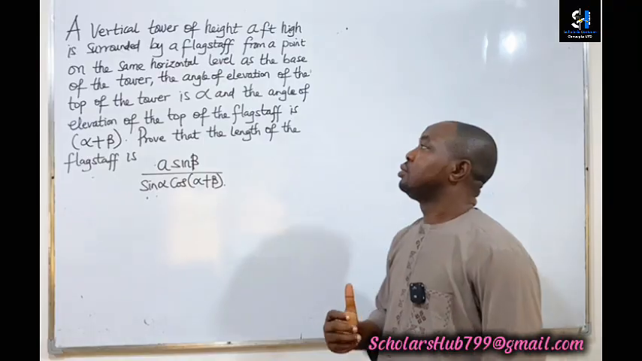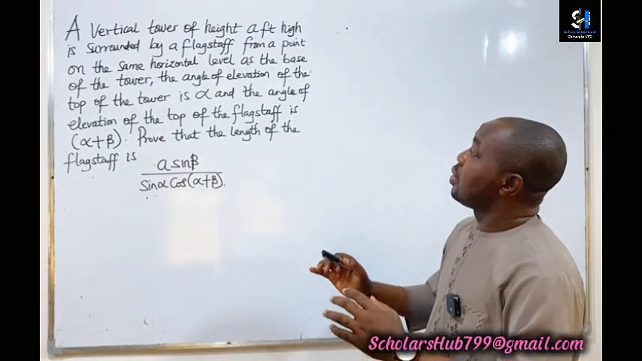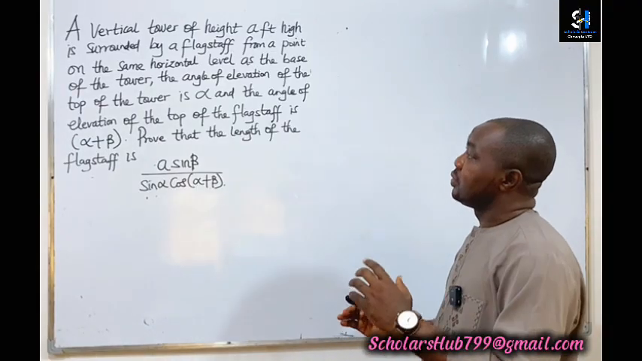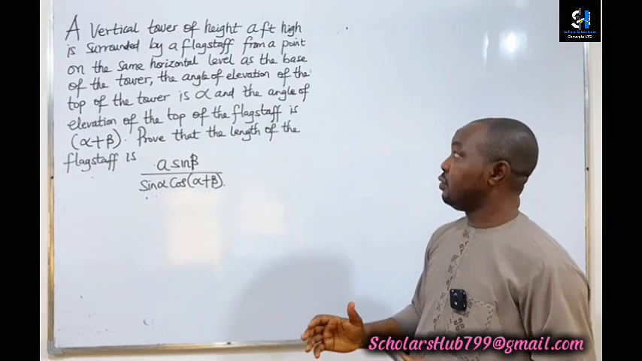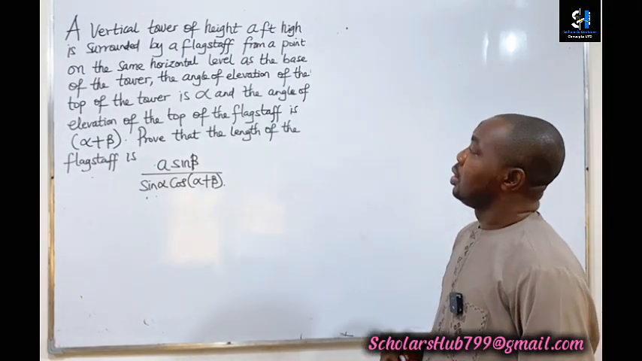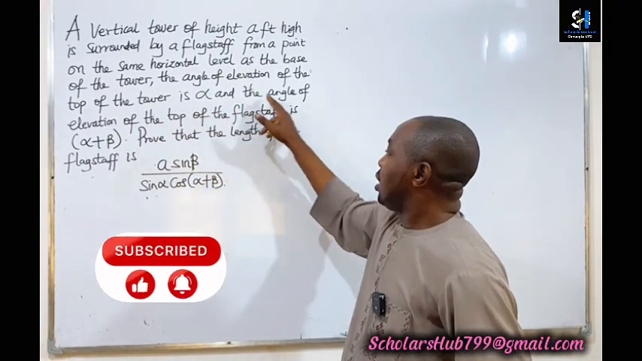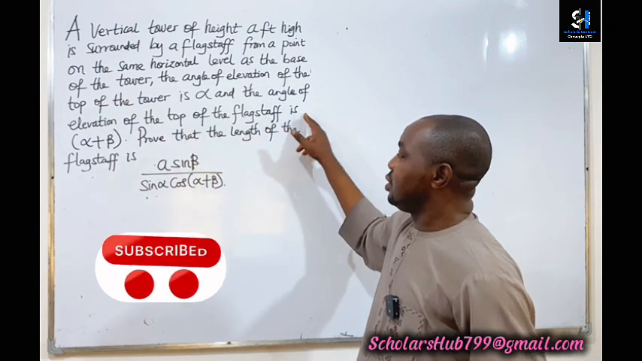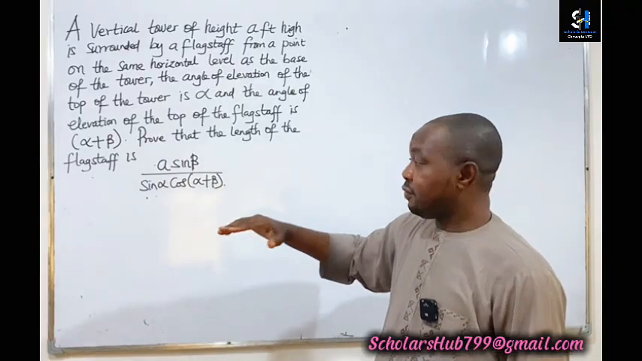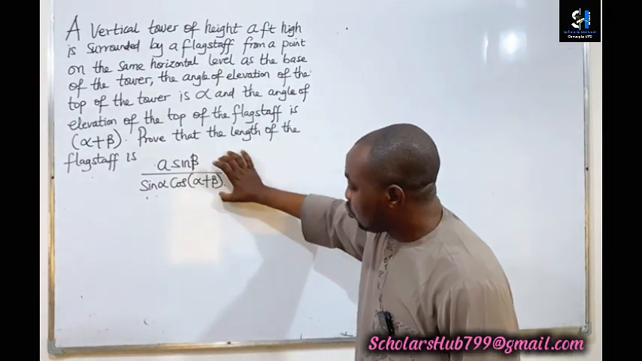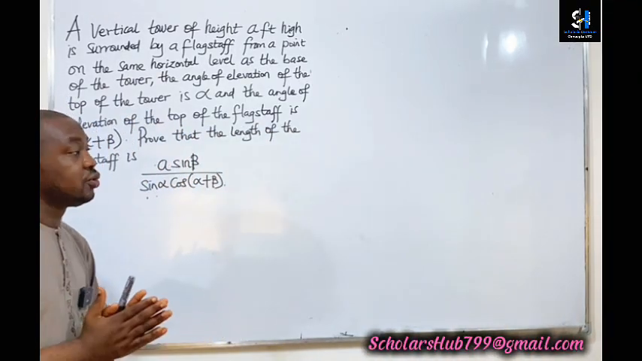Here is a question on advanced trigonometry. The question reads: a vertical tower of height a feet is surrounded by a flagstaff, from a point on the same horizontal level as the base of the tower. We are given that the angle of elevation of the top of the tower is alpha, and the angle of elevation of the top of the flagstaff is alpha plus beta. We are asked to prove that the length of the flagstaff is equal to this identity.